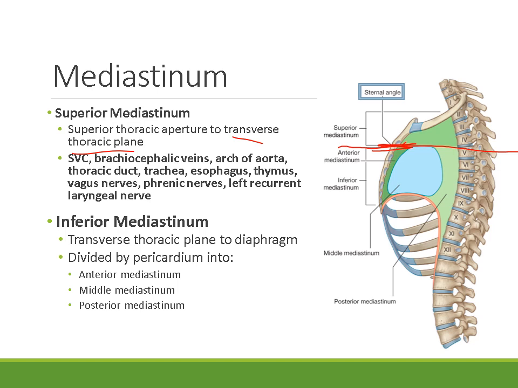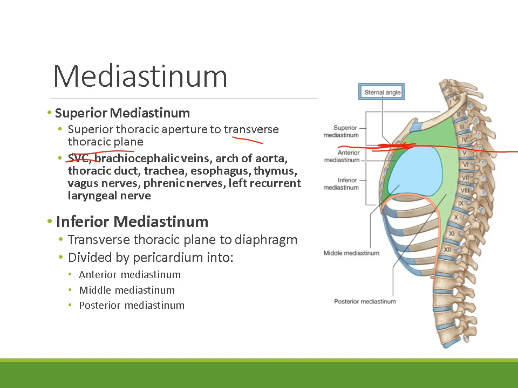The superior mediastinum has a lot going on, a lot of stuff passes through it. It has the great vessels, so the superior vena cava and the brachiocephalic veins that merge into it. It has the arch of aorta as well as the major branches of the arch of aorta, which would be the brachiocephalic trunk, the left common carotid artery, and the left subclavian artery.